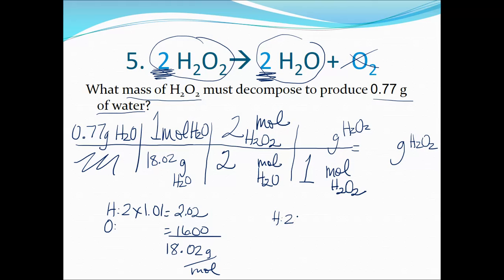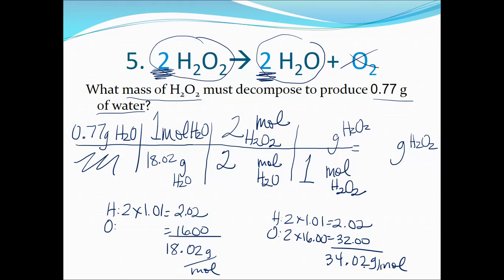So here you have 2 times 1.01 again, which is 2.02 again. And we have 2 oxygens here times 16.00 gives you 32.00. So that's going to give you 34.02 grams per mole for the molar mass of the hydrogen peroxide. So let's plug that in here, 34.02. This lets grams of water cancel, moles of water cancel, moles of H2O2 cancel. Grams of H2O2 is what you want, and that's what we got.